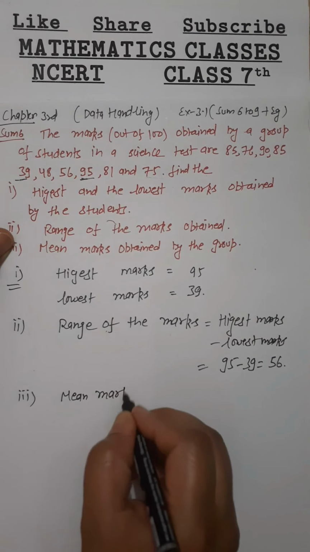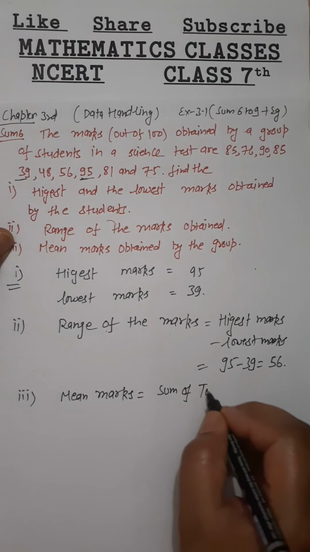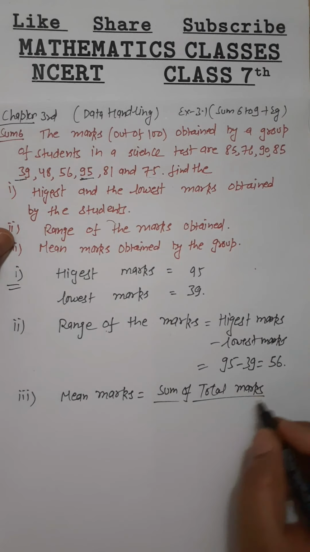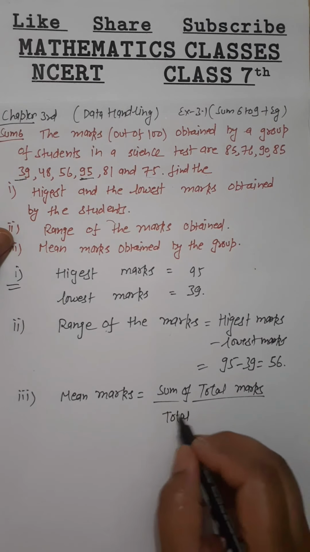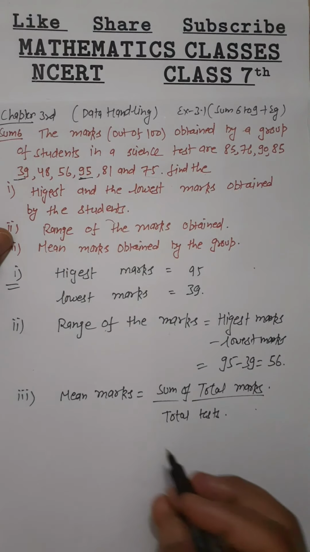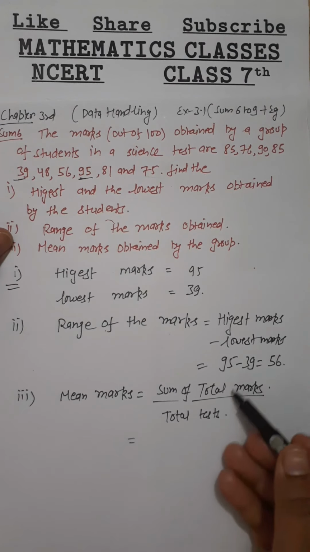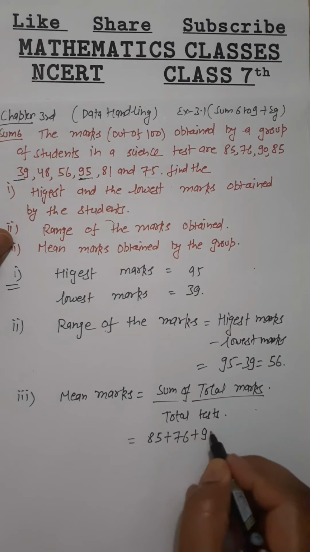Mean marks means to say average, sum of total marks by total tests, which means the sum of observations by the total number of observations. You can put this formula in all questions. For mean, write sum of observations by total number of observations. In solving, you will show the addition.